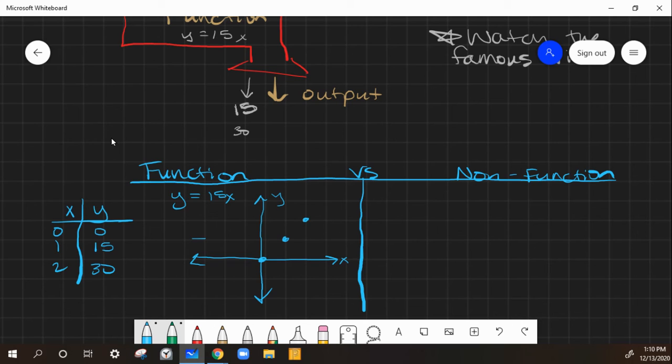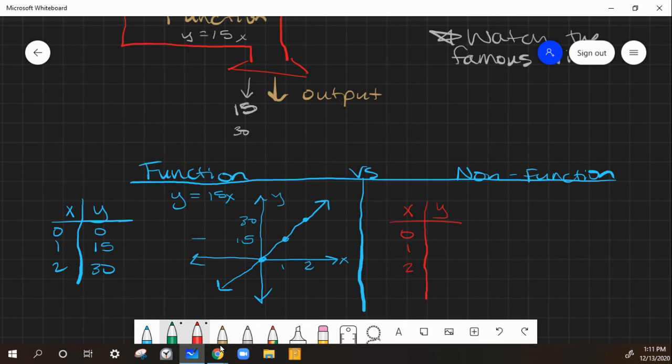And our graph looks something like this. 1, 2, 15, 30. If you need help graphing, let me know. You've got to figure that out here in algebra ASAP, because we're going to graph a ton. All of this is a function because it's 1 to 1. Here's an example of something that is not a function. You can still write a t-table for anything in math, okay?